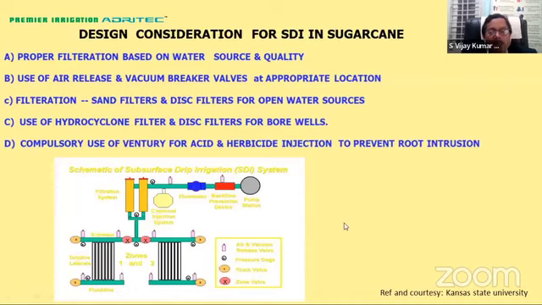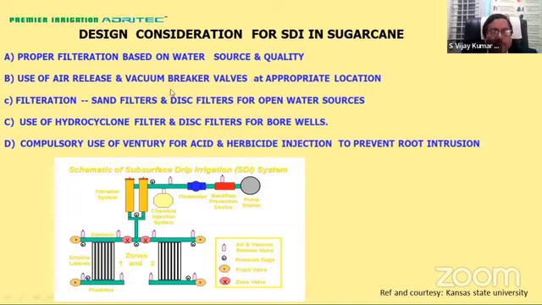Then when we look at the design considerations, and again emphasizing that when we are doing subsurface drip irrigation, we need to have proper filtration based on the water quality and the water source. So that is very critical. I have covered this in my earlier sessions on what kind of filter to select.